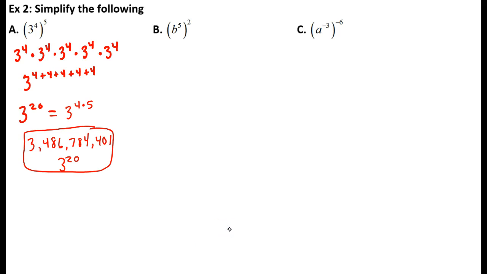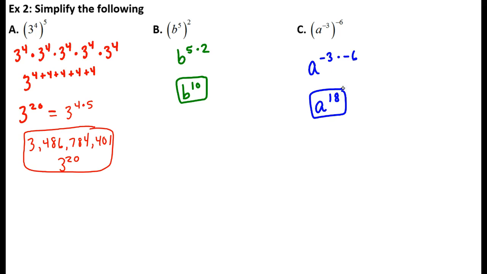Looking at B, I'm not going to do the expanded form this time. I'm just going to go ahead and do the multiplication. So this is b to the 5th power multiplied with 2, or b to the 10th power. In the next problem, we have a to the negative 3rd multiplied with the negative 6th. A negative times a negative is a positive. 3 times 6 is 18. So my final answer is a to the 18th power.